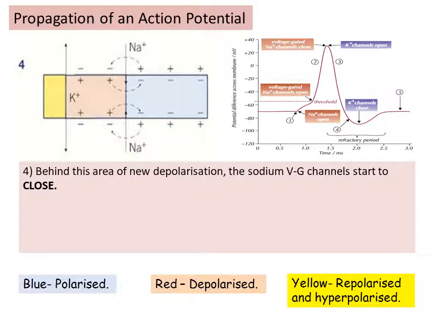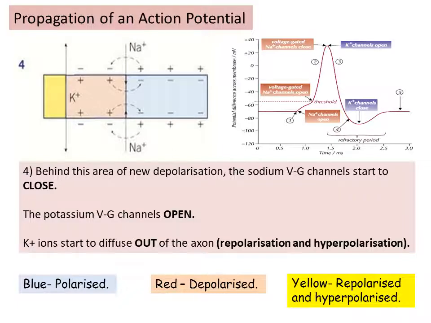Behind the area of depolarization, the voltage gated sodium channels are going to close, and this allows the voltage gated potassium channels to open, so the potassium diffuses out of the axon and into the area around it. This leads to repolarization and hyperpolarization, which is shown in yellow. So we've got three regions in the axon: a blue polarized region, an orangey red depolarized region, and then the yellow repolarized region. These three phases are going to be moving down the axon.